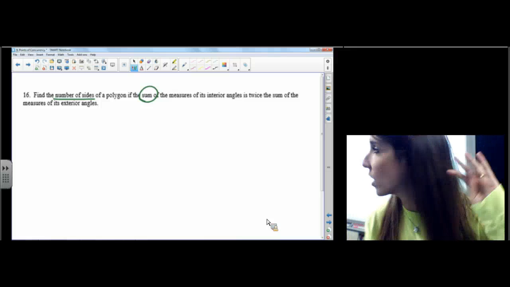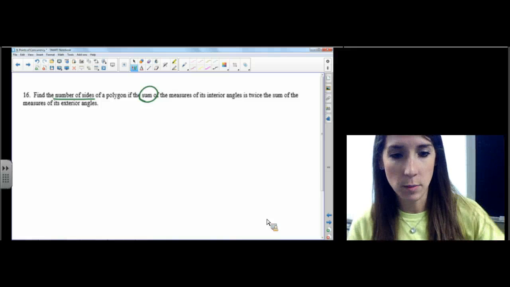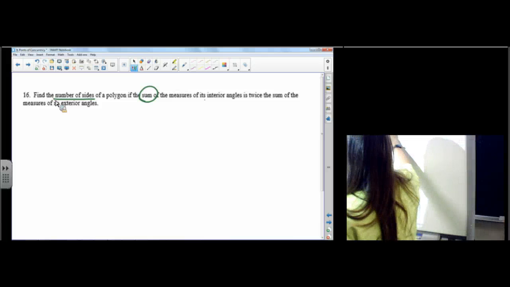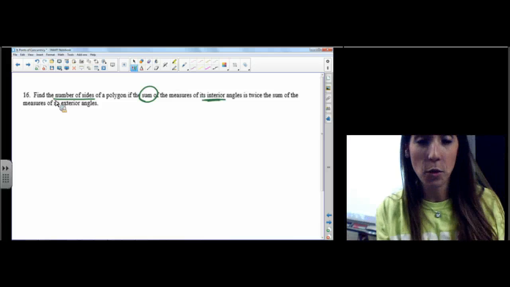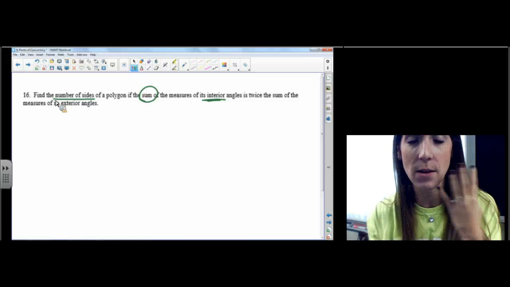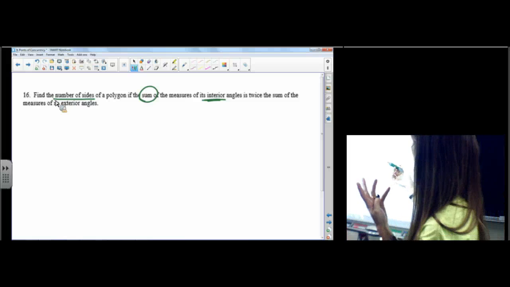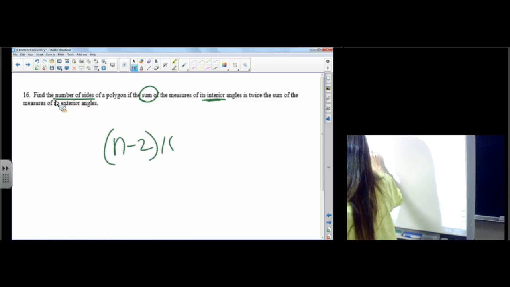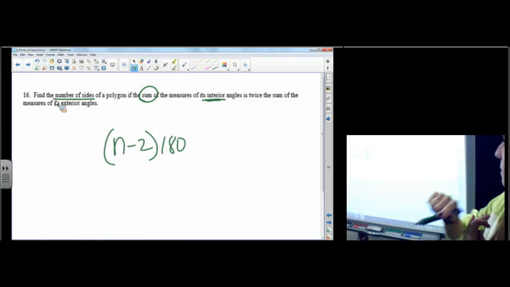We have now gotten rid of 2 of our possible formulas. Okay, so we also see that another key word is interior, so we're now down to only one formula. We have 4 formulas, and we know exactly what formula we're going to be working with. N minus 2 times 180, because we found our key words. And yeah, you can glance at what happens here if you want.